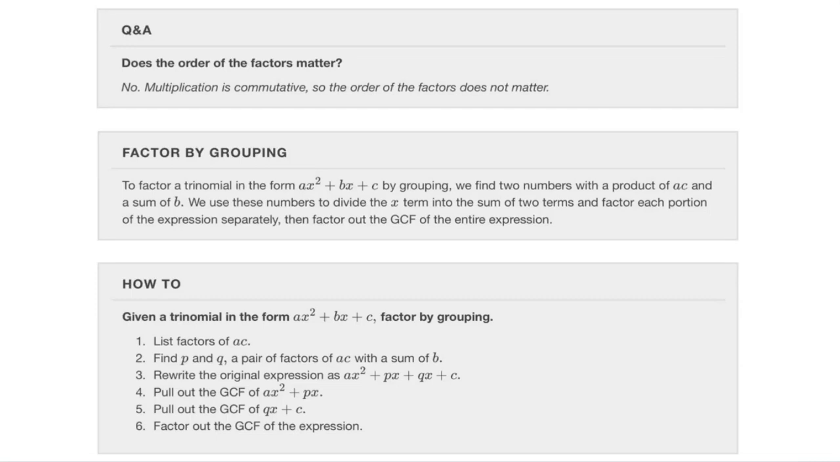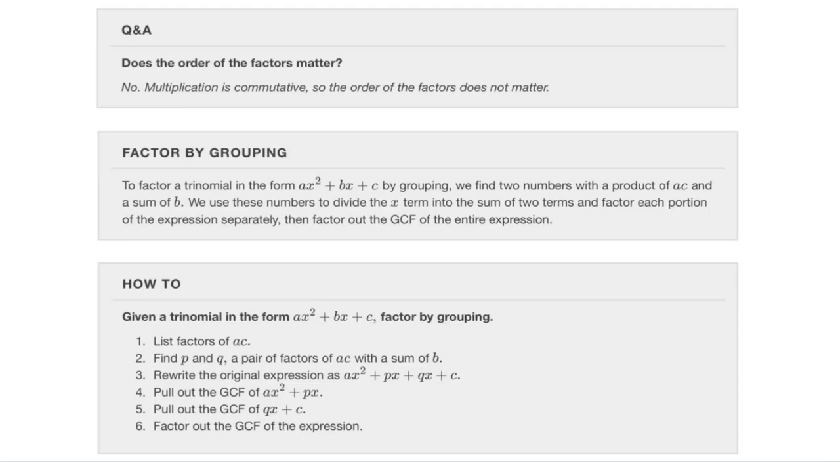So factor by grouping, to factor a trinomial in the form of ax squared plus bx plus c by grouping, we find two numbers with the product of a times c and the sum of b, right? We use these numbers to divide. I'm going to let you read that how-to on your own, and I'm just going to work through an example.